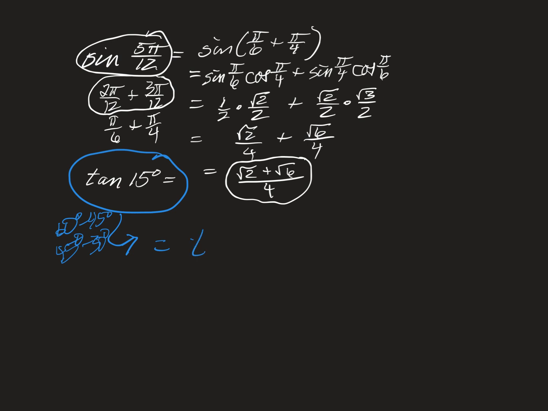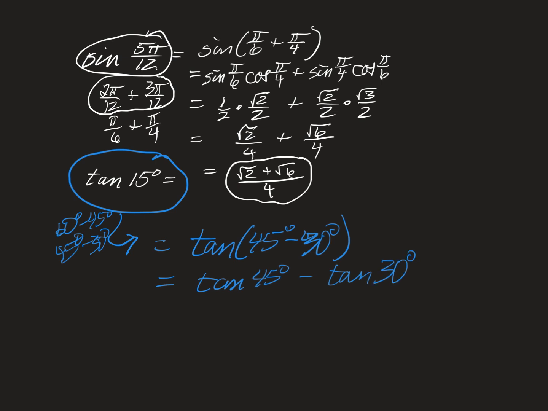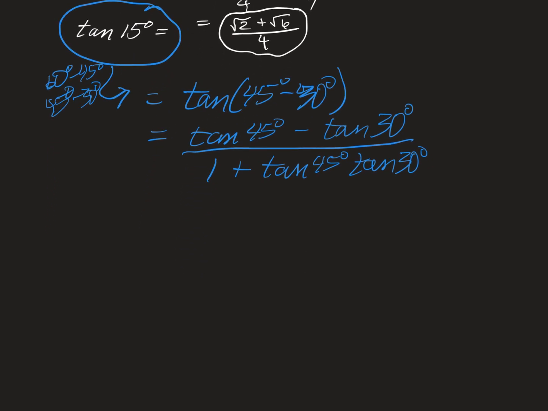So I'm going to do it as the tangent of 45 minus 30 degrees. So what's that equal to? Well, I know the difference formula for tangent. It's tangent 45 degrees minus tangent 30 degrees, same sign in the numerator, opposite sign in the denominator, 1 plus tangent 45 times tangent 30. All right, and we can go ahead and work that out the rest of the way.